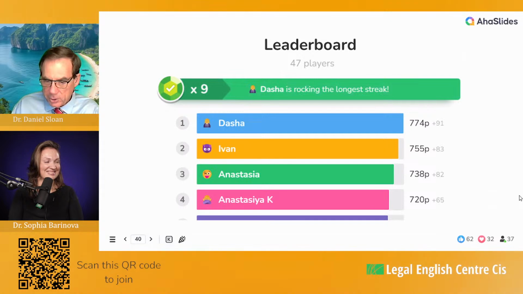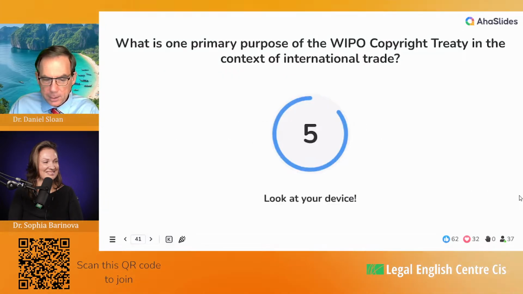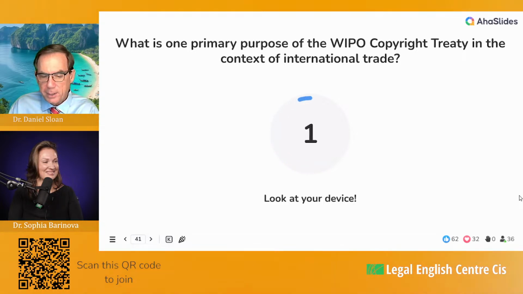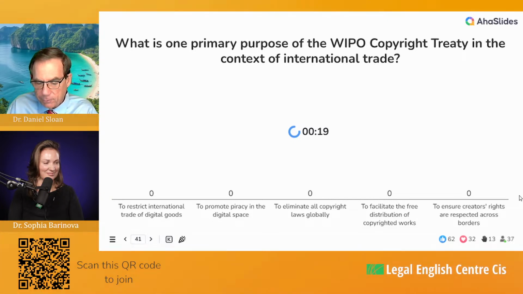So it looks like Dasha's out there in front. We have another one here quickly, which is, what is one primary purpose of the WIPO copyright treaty in the context of international trade? Is it to restrict international trade of digital goods, to promote piracy in the digital space, to eliminate copyright laws globally, to facilitate the free distribution of copyrighted works, or to ensure creators' rights are respected across borders?